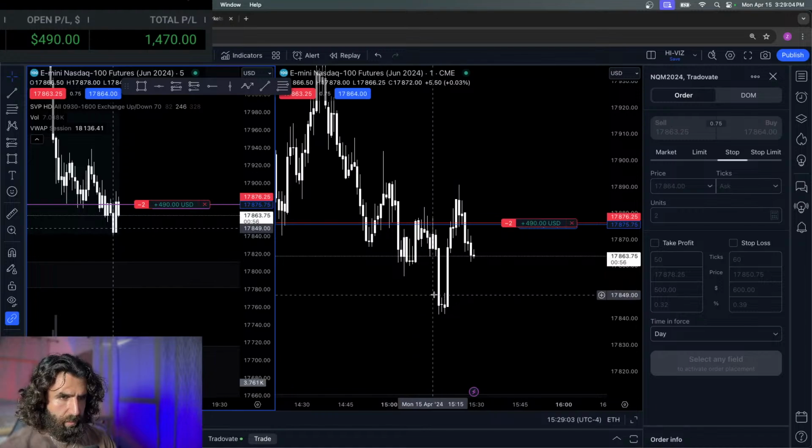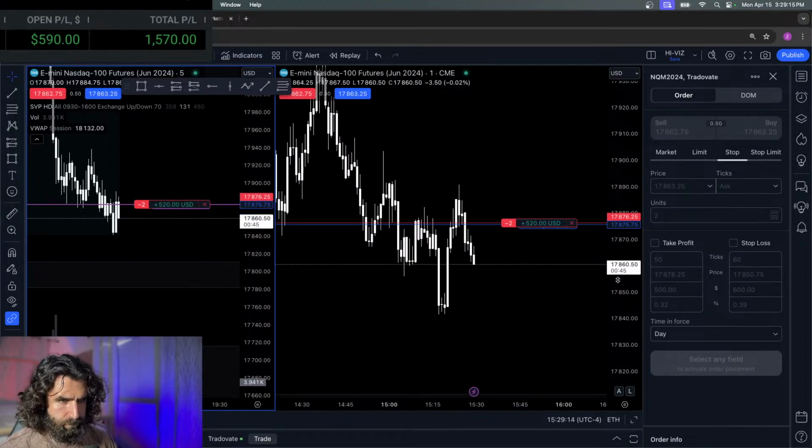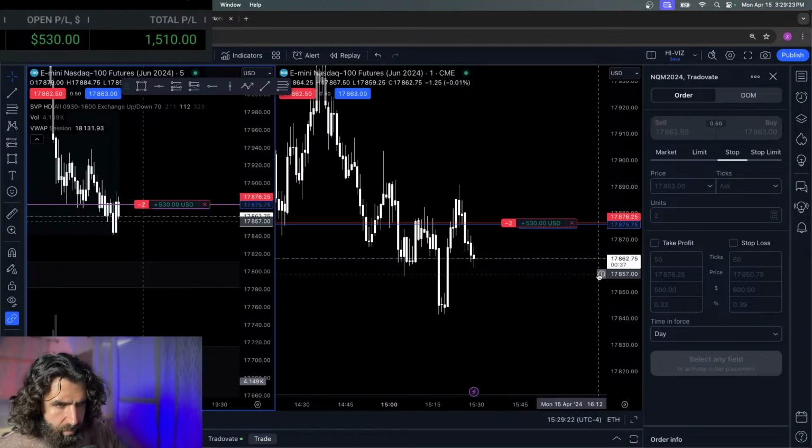I'm really just targeting these lows, just this area right here, these wicks. There we go. Nice momentum. Yeah, I don't know about this one. Don't know about this one.